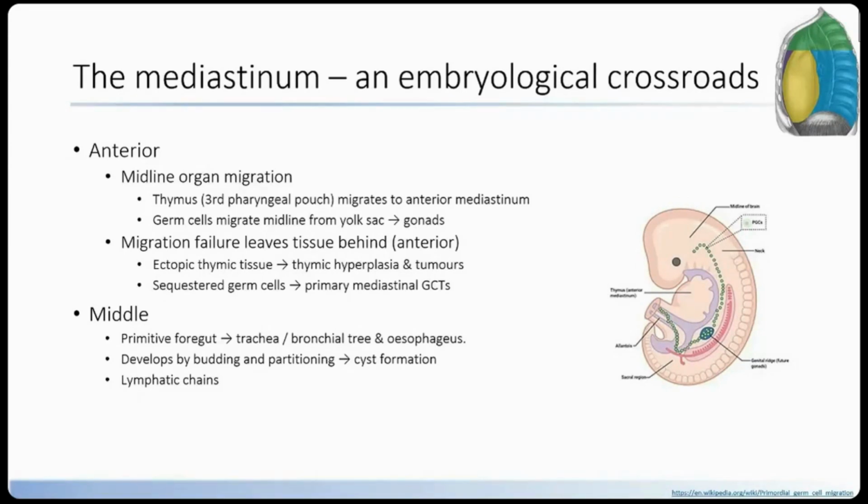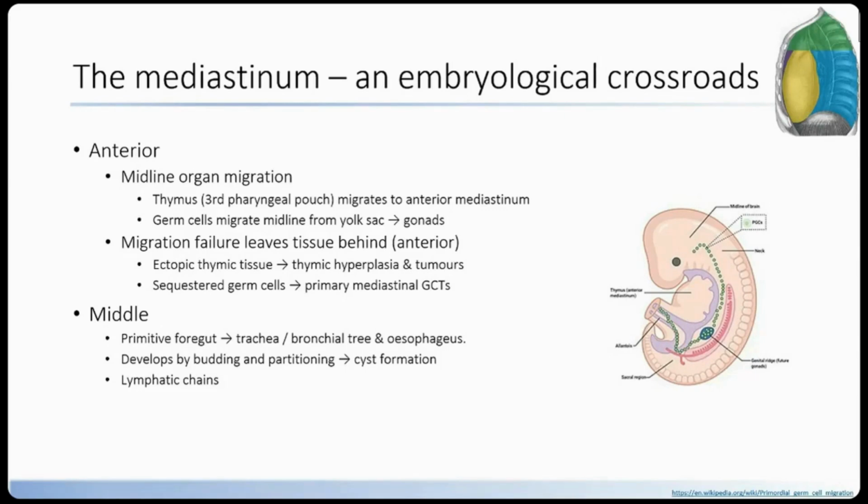With regards to the middle mediastinum, if we think about the fact that trachea, bronchial tree, and esophagus all arise from a primitive foregut, and that develops by budding and partitioning, it's unsurprising then that it is cysts that are commonly encountered as lesions within the middle mediastinum. And for the purpose of this talk, we're not actually going to explore the cysts that arise and can be identified within the mediastinum, partly because they are relatively straightforward, and on the whole, the minutiae is, do we call it one type of benign cyst or another? So we'll leave that for your own reading and exploration.